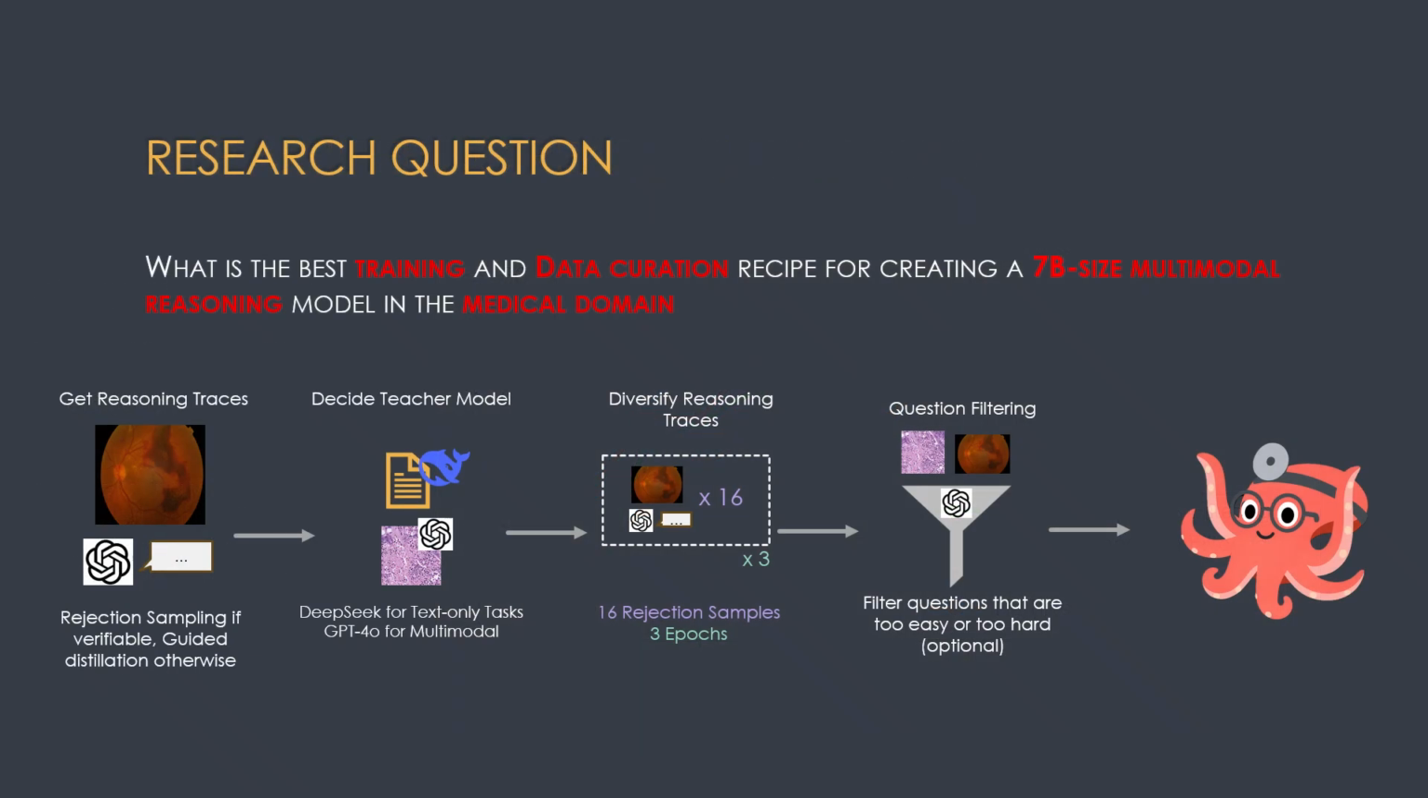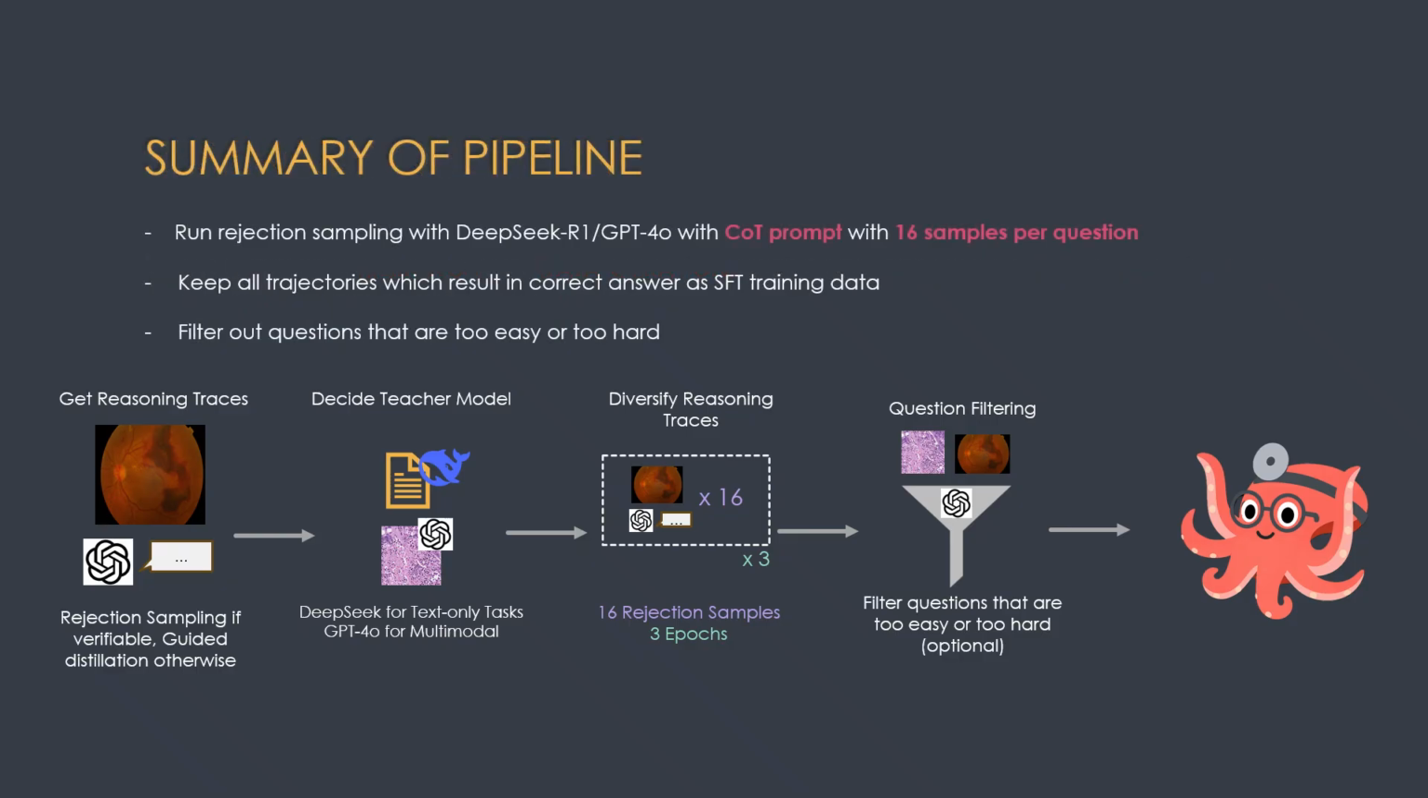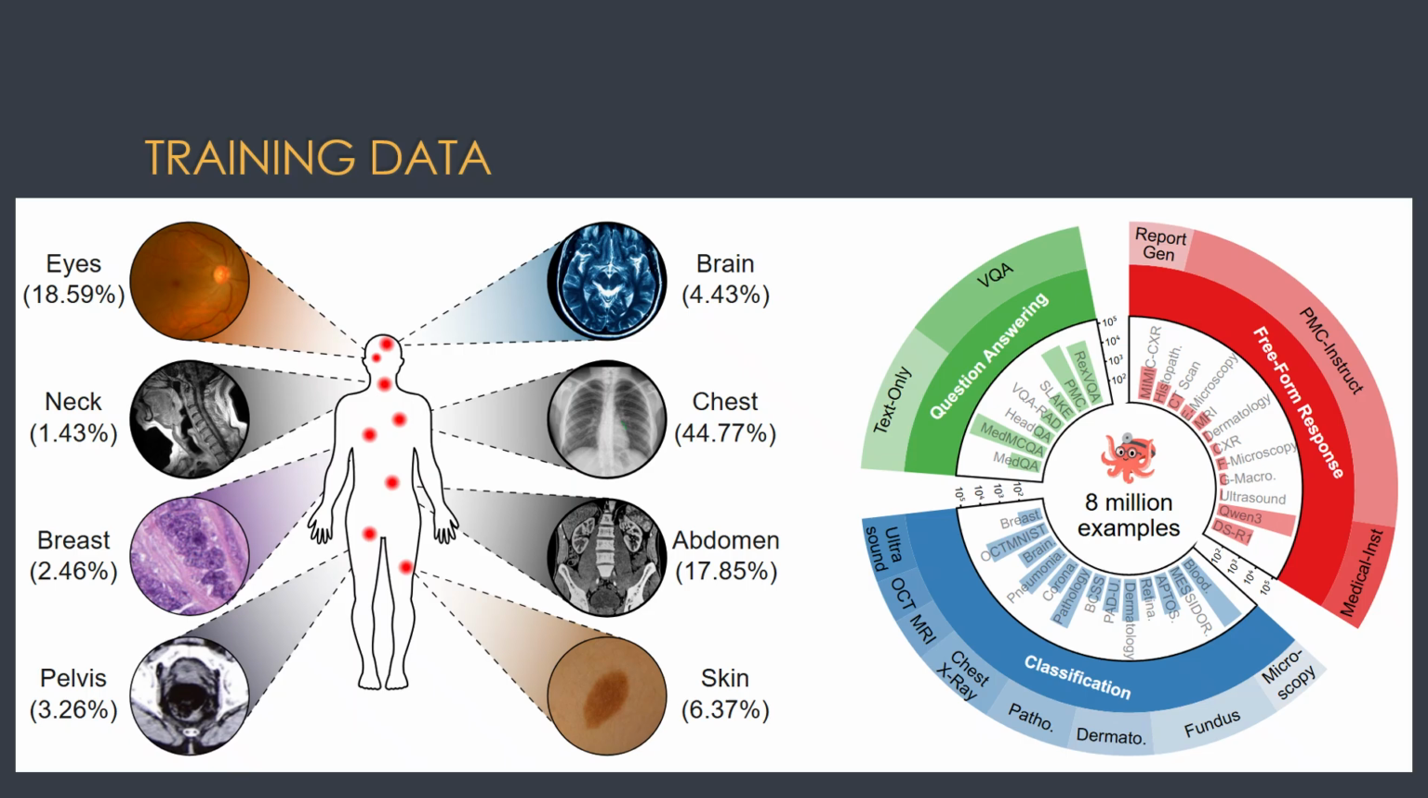Together, this is the full data recipe. First, using rejection sampling with an appropriate teacher, followed by 16 samples per question across 3 epochs, and finally, optional filtering. There are some more ablations we did. I'd recommend checking out the paper and appendices for more details about that. We took all the steps laid out explicitly in this recipe and scaled it up.